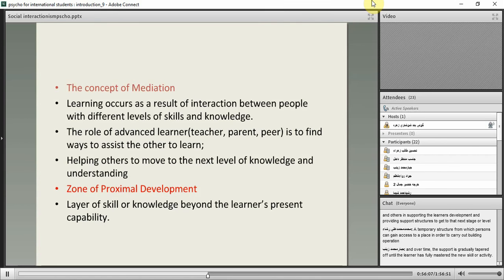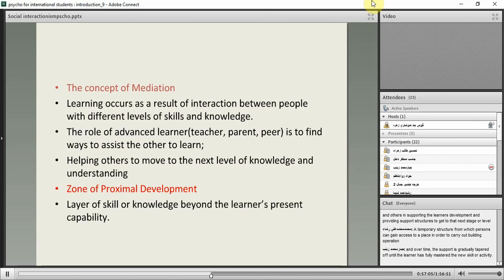experienced, knowledgeable, skillful adults like teachers, caregivers, babysitters, instructors, tutors, coaches, and the like. And over time, the support is tapered until the learner has fully mastered the new skill or activity. Yes, little by little, as the individual gets to the higher stages of learning, the amount of support will be minimized. But definitely at each stage of the problem-solving activity, supports, supervision, advisory assistance is needed.